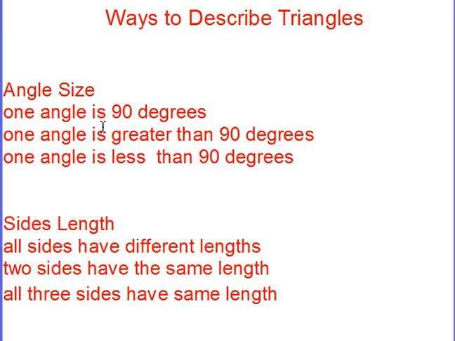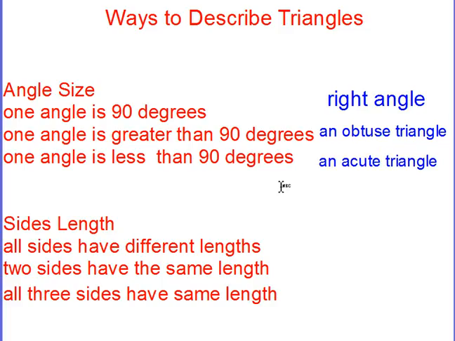So one angle is 90 degrees. If it's a 90-degree angle, it is not obtuse. Okay, sorry about that. One angle is a 90-degree angle, and that's called a right angle. One angle that is greater than 90 degrees is called an obtuse angle. And one angle that is less than 90 degrees is called an acute angle.